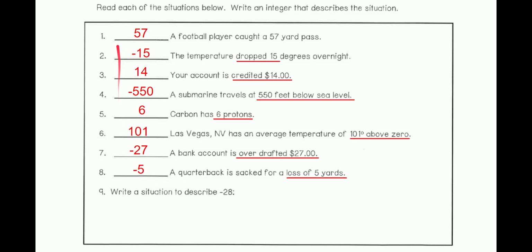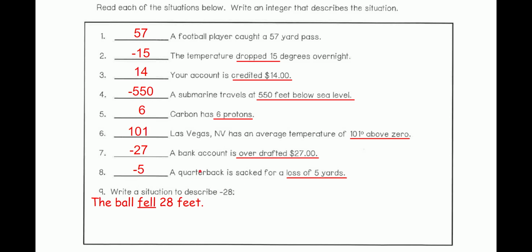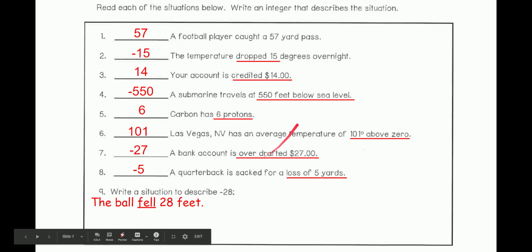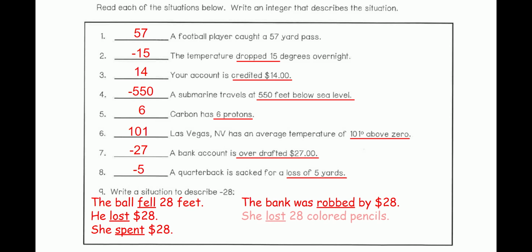Lastly, write a situation to describe negative 28. So we're doing the opposite of what we did in 1 through 8. We're going to write a sentence that's related to negative 28. So I wrote a couple. You could have written, the ball fell 28 feet. And that's negative because you're falling, you're going down. He lost $28. She spent $28. So again, losing $28. The bank was robbed of $28. The bank just lost $28. She lost 28 colored pencils. Yep, it doesn't just have to do with money. Or the temperature dropped by 28 degrees.